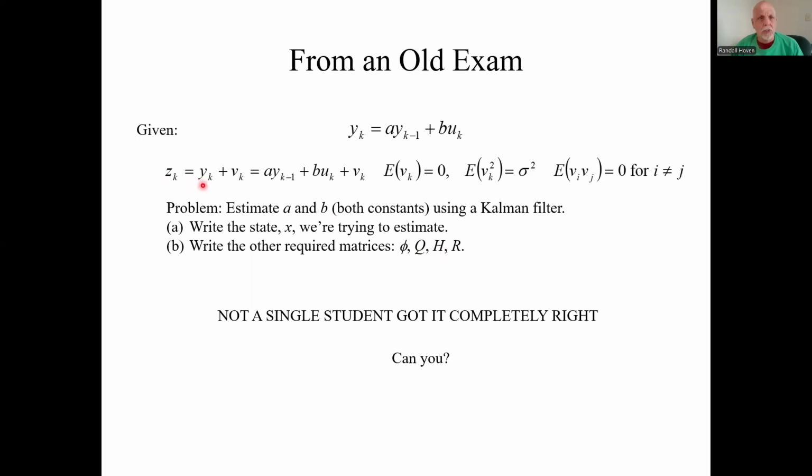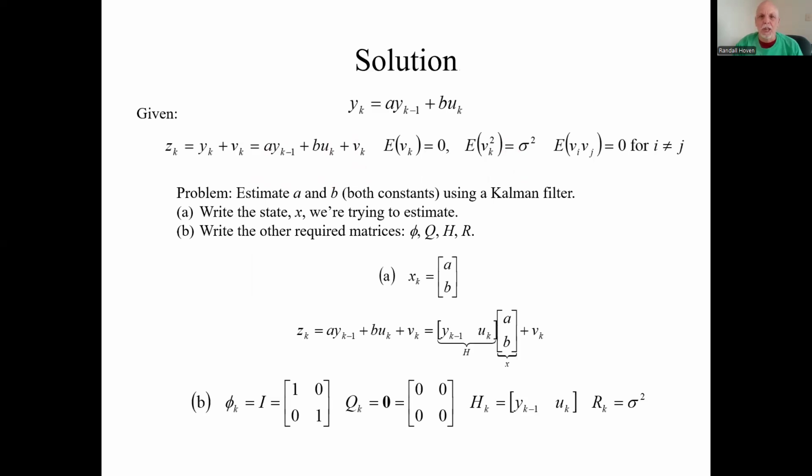We have Z equals something. Our state is A and B. So H ought to be this little row vector of the Y sub k minus 1 and U sub k. And the R should be easy. The R is just... I thought this was a super easy problem, and not a single student got it completely correct. And this was not even cranked through any equations, just set up the system model.